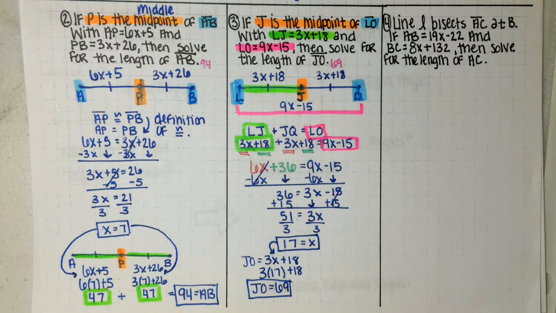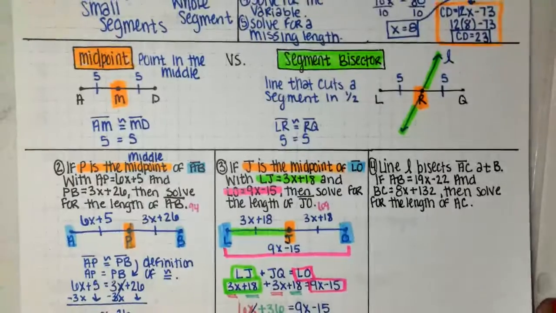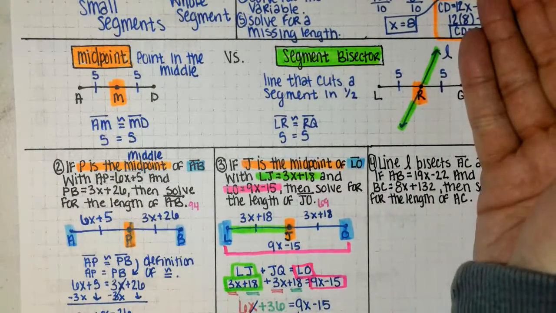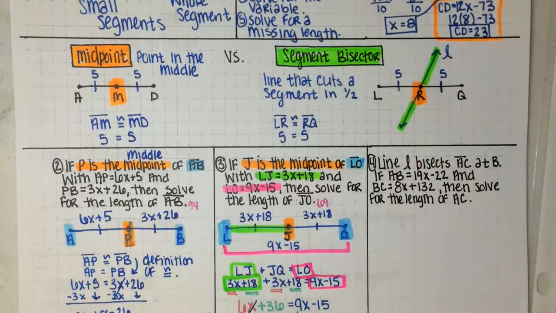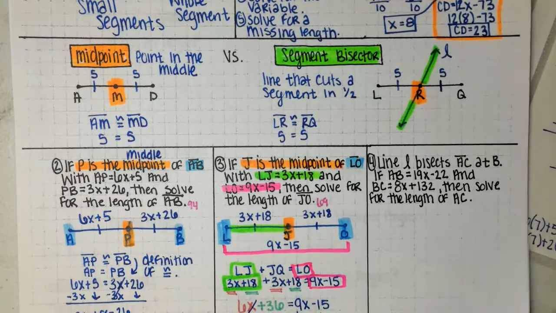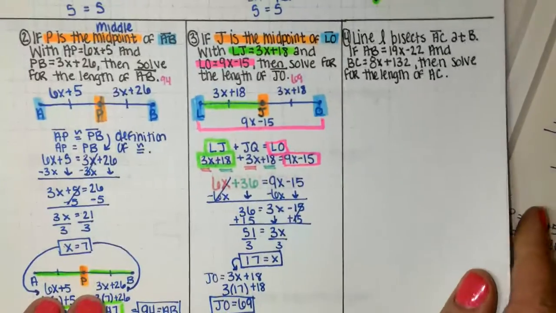Our last problem is number 4. It's a segment bisector question. Now, remember, segment bisectors are just like midpoints. They go through points in the middle, but segment bisectors just have that extra line. You don't really do anything with the line. It's just there. It's still just a segment problem. It just looks a little bit different. So let's go ahead and draw that picture for number 4.